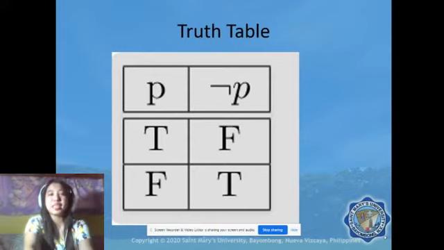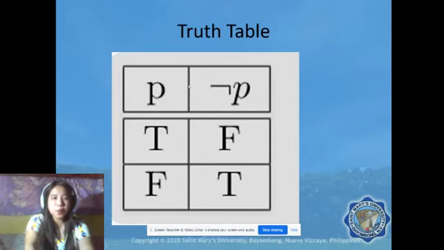So the connective here is the negation. This is the symbol for negation. It is like a part of a box. If you draw a box or a square, it is just a portion of the square. So this is called the negation symbol.